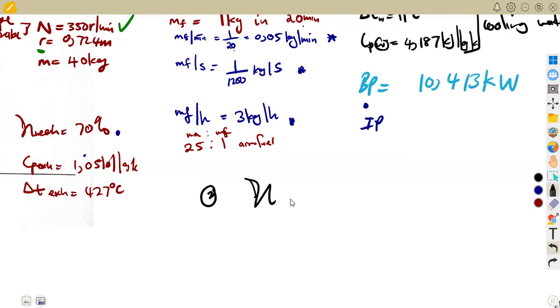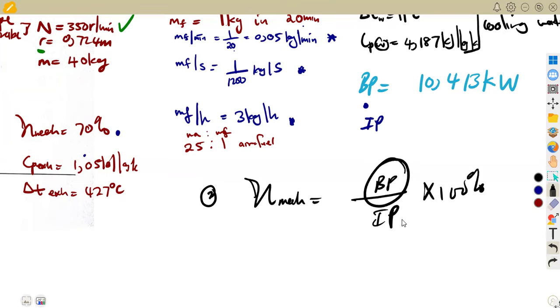The mechanical efficiency is equivalent to the brake power over the indicated power, output power over input power, times 100%. By this, we can find the indicated power, because it is the one that we need, and it is needed in kilowatts. So it means we're going to use this in kilowatts.